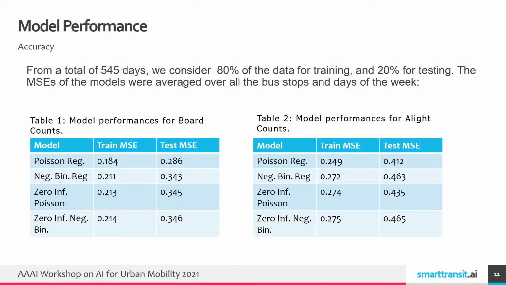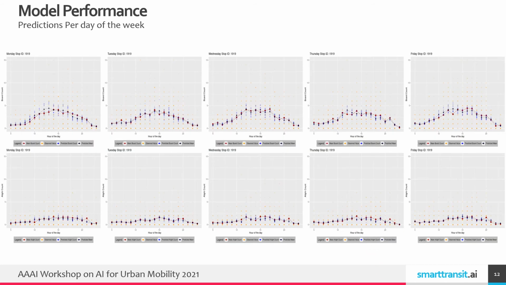Our data includes 545 days of record. 80% of these days were used for training and 20% for testing the models. We averaged the MSEs of the models over all the bus stops and days of the week. Overall, the Poisson regression model had the lowest MSE. The following figure shows the accuracy of the Poisson regression model.